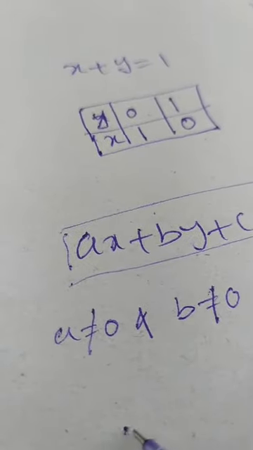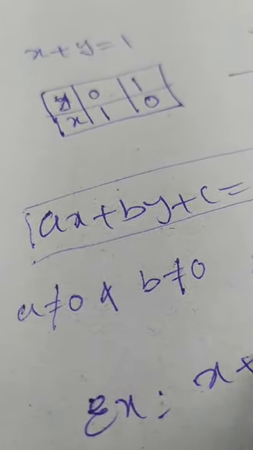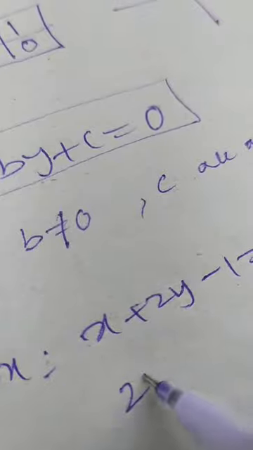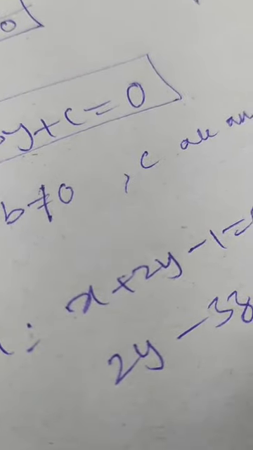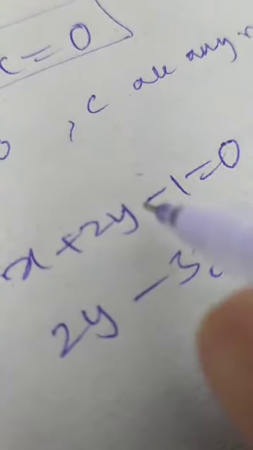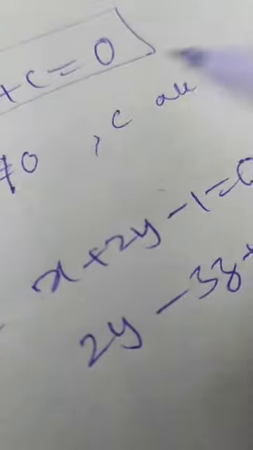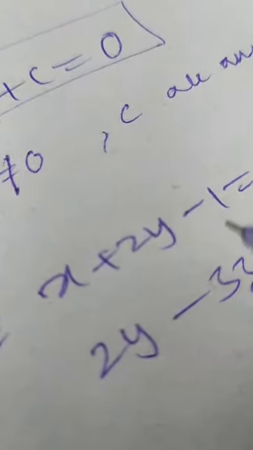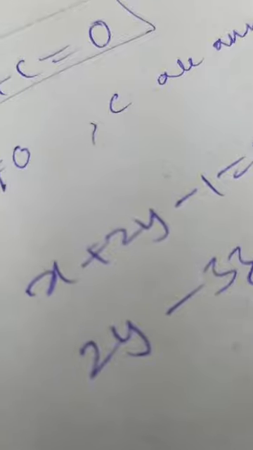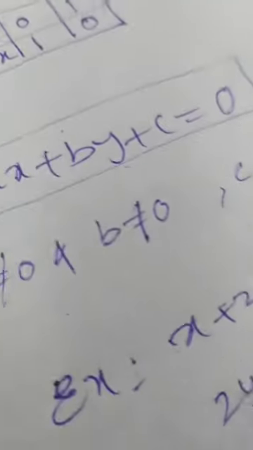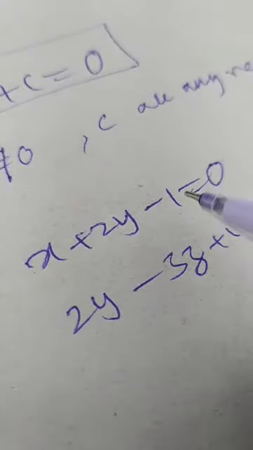Not only x, y. For example, x plus 2y minus 1 equals 0 is a linear equation in two variables. Suppose I take 2y minus 3z plus 4 equals 0. This is also a linear equation in two variables, but here the variables are y and z. Here the variables are x, y. So two variables should be there in that equation, whether x, y or y, z, whatever it may be, and their coefficients should not be equal to 0. Then only that equation is known as a linear equation in two variables.